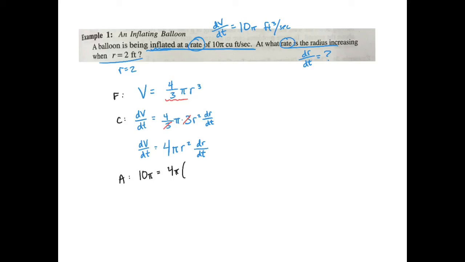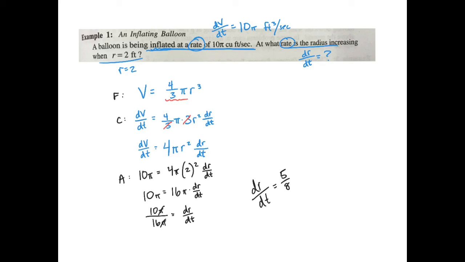And we know that we're trying to find the rate of our radius when the radius is equal to 2, so we can substitute 2 for the radius, and we don't know dr/dt. So 10 pi equals 4 pi times 4, so 16 pi dr/dt. And a little division, 10 pi over 16 pi equals dr/dt. And I see that the derivative of my radius is going to be 10 pi over 16 pi, or 5/8.